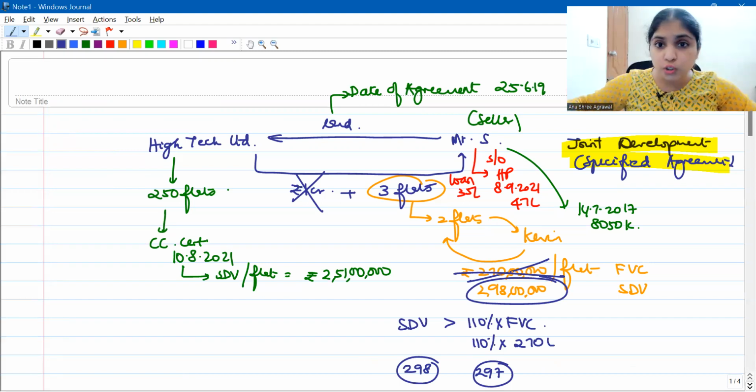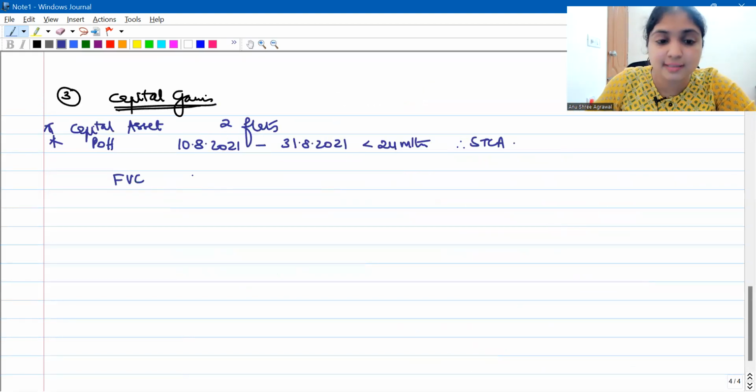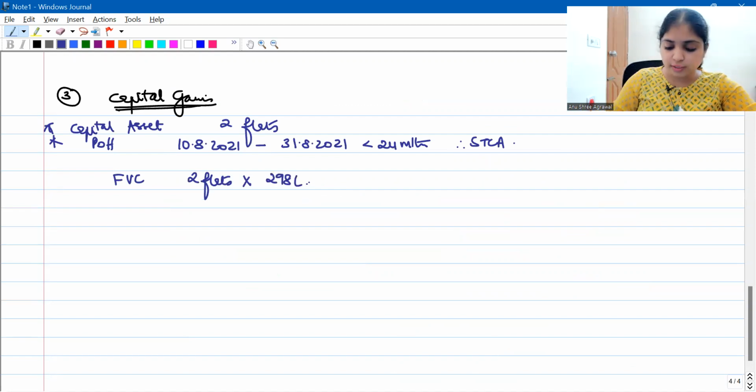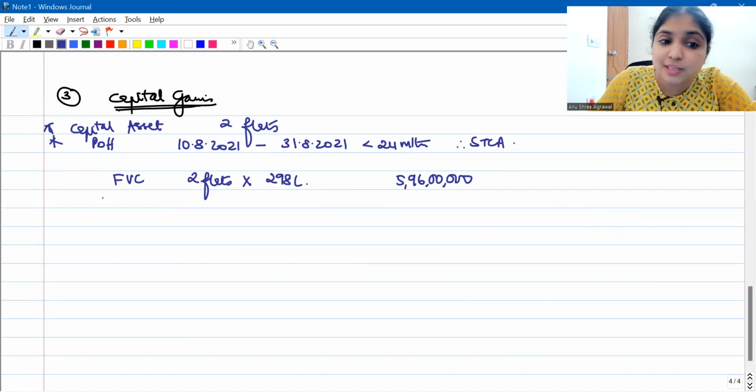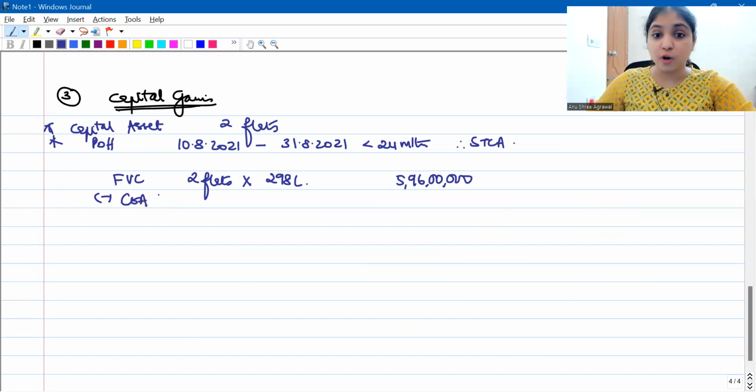Hence, I will ignore the full value consideration number and I will stick to the SDV number, which is 2 crore 98 lakhs. So 2 flats and each flat SDV is 2 crore 98 lakhs. The total full value consideration is going to be 5 crore 96 lakhs. We do not have any expenses on transfer, so straight away I'll go to cost of acquisition, and cost of acquisition I will not index because it is a short-term capital asset. So straight away I'll subtract cost of acquisition.